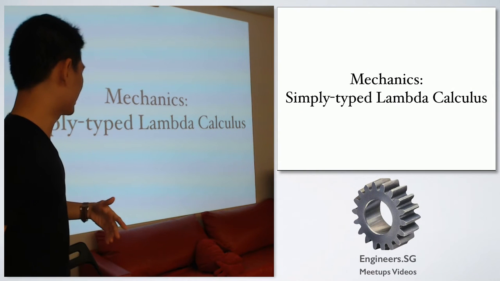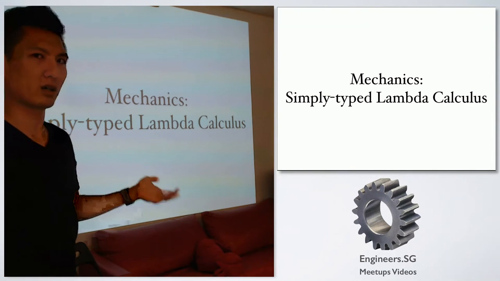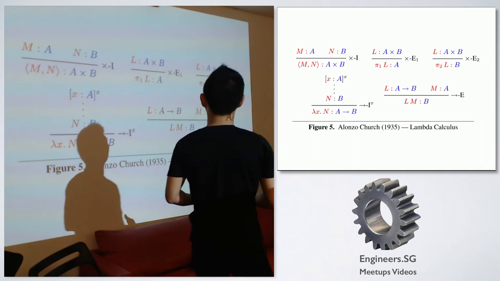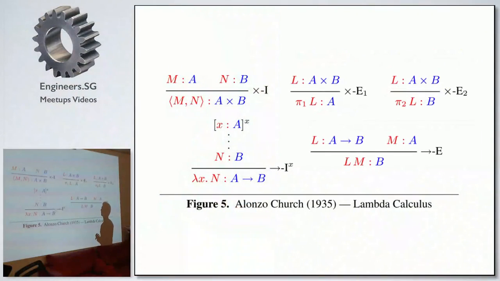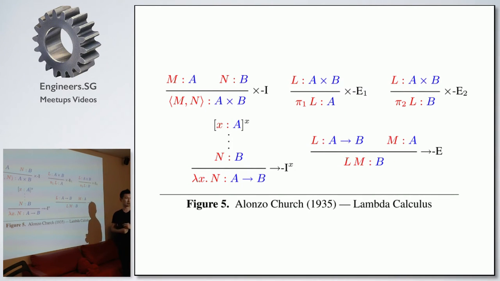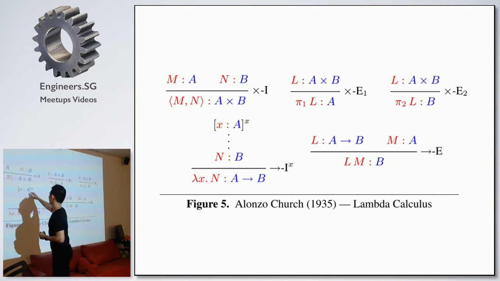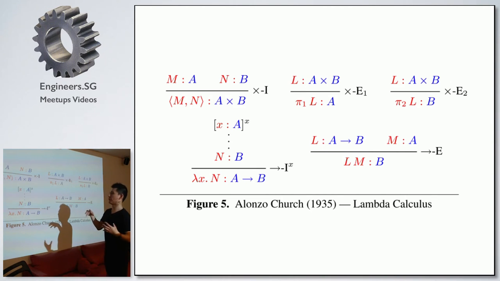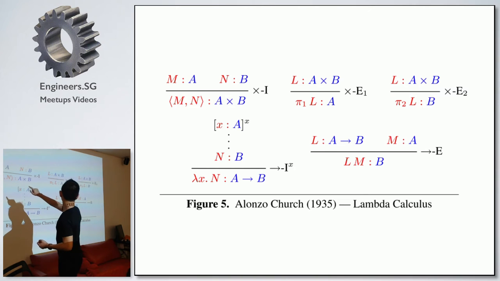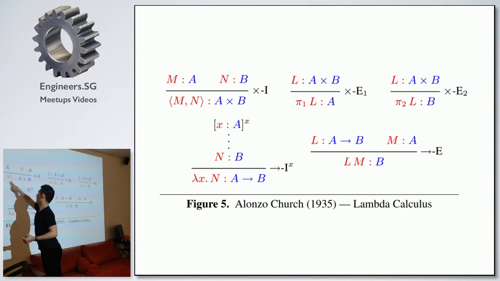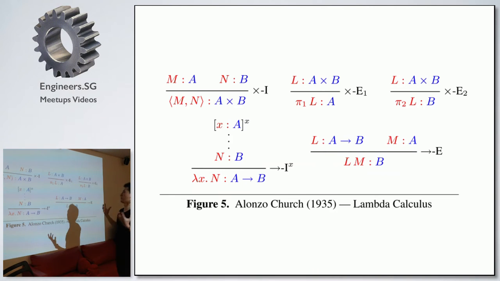Next, we go into the computation part, which is using simply typed lambda calculus, which is kind of like lambda calculus, but we assign types to the lambda terms. So you might realize that this looks pretty similar to the axioms for natural deduction. Instead of using ampersand, we are using crosses to represent a pair type. So for a pair M and N, we have a type A times B.